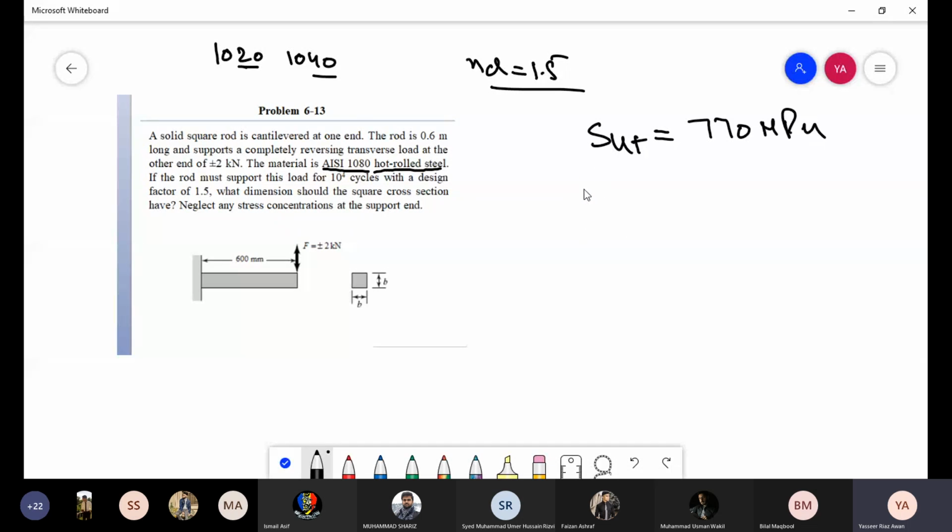So next, obviously, we have to go towards the endurance. We need the fatigue strength at 10 raised to power 4 cycles. So how to go to that? कैसे find करें?